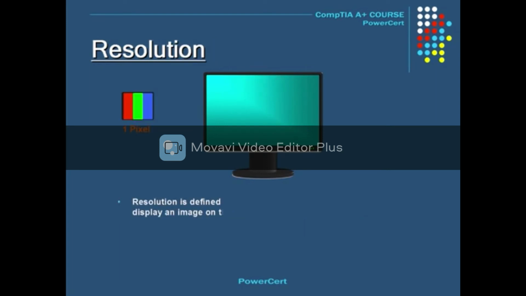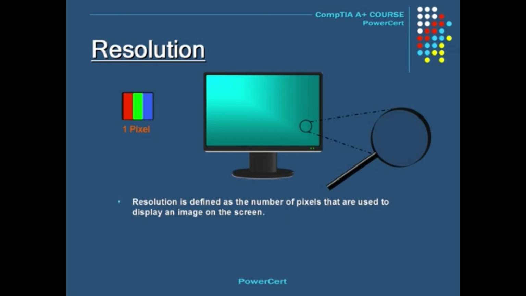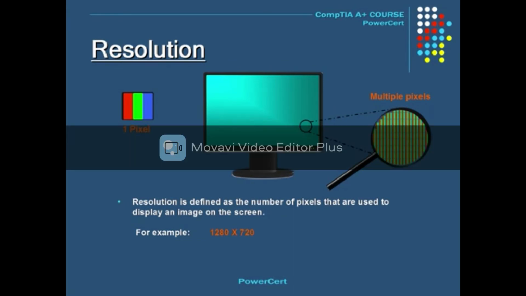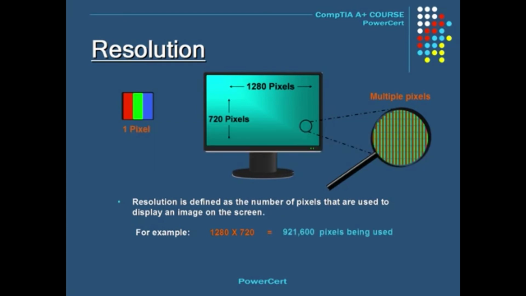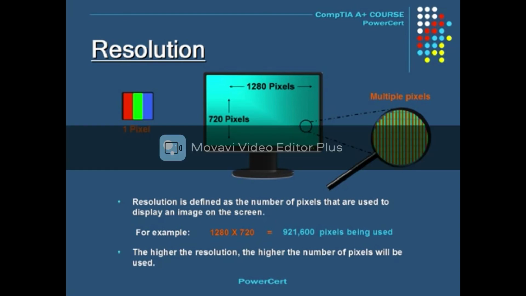Resolution is defined as the number of pixels that are used to display an image on the screen. For example, if a monitor is set to a resolution of 1280 by 720, then this means that there are 1280 horizontal pixels by 720 vertical pixels, which means that there are 921,600 total pixels being used. The higher the resolution, the higher the number of pixels used, which means a clearer and sharper image.